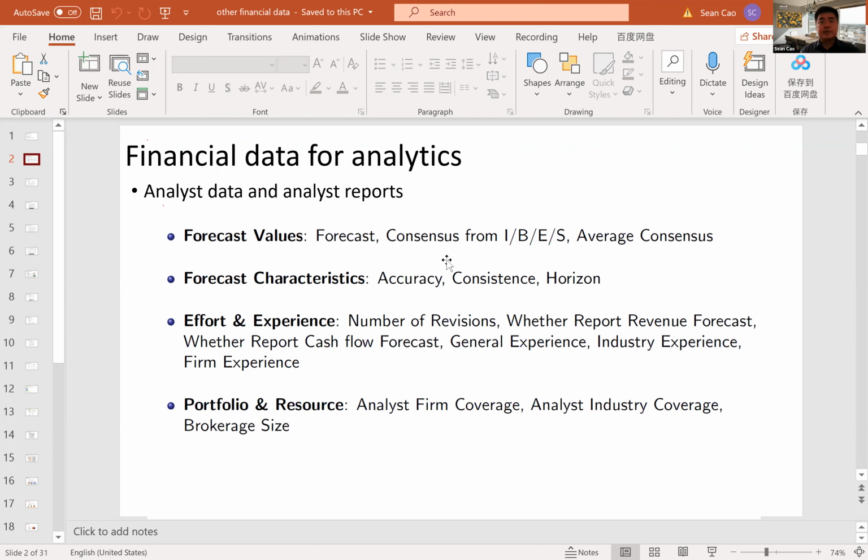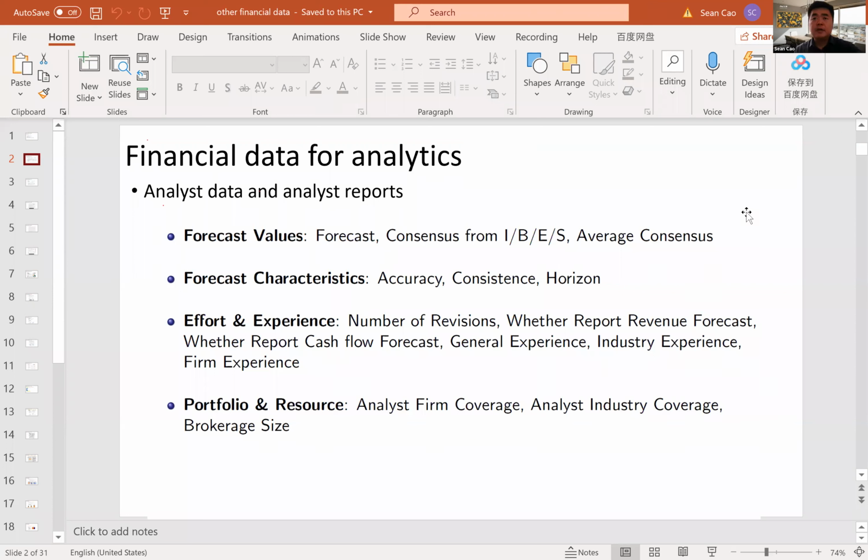And also accuracy. What's accuracy? Accuracy is how accurate the analyst forecast is compared to the true value. When they forecast earnings, you take the actual earnings minus the analyst's forecast earnings. The difference is the accuracy. The shorter the distance, the higher the accuracy. The horizon is how long ahead they forecast. Do they forecast 1 month later? 2 months later? 3 months later? And consistency is whether there is consistency in their forecasting.